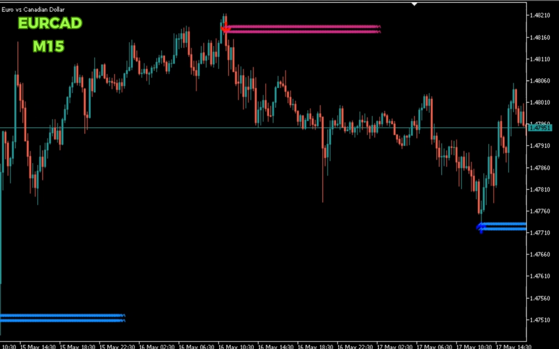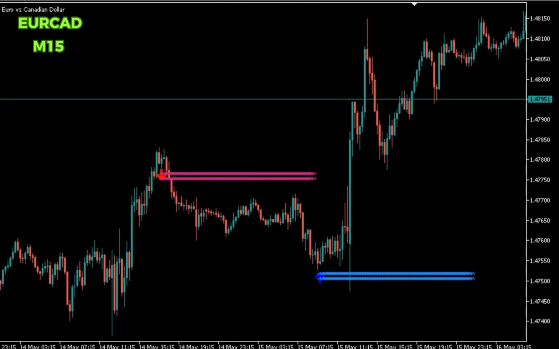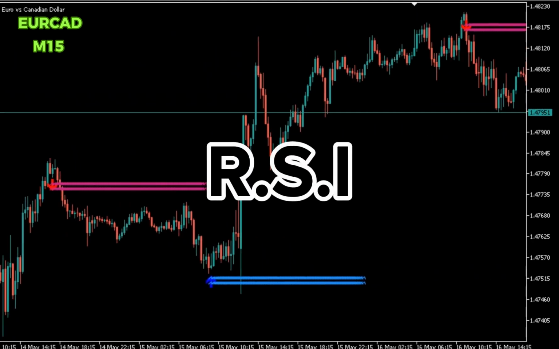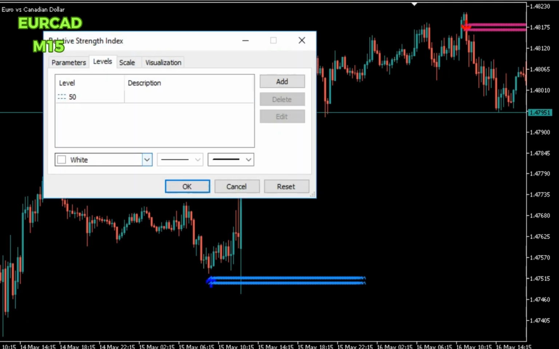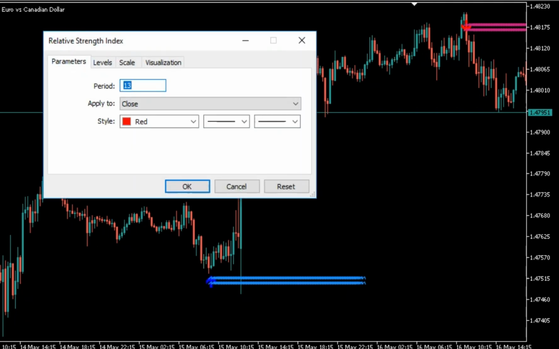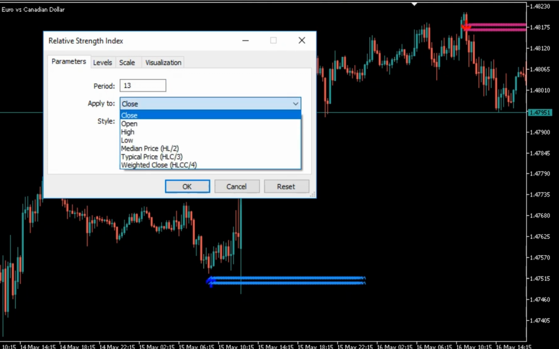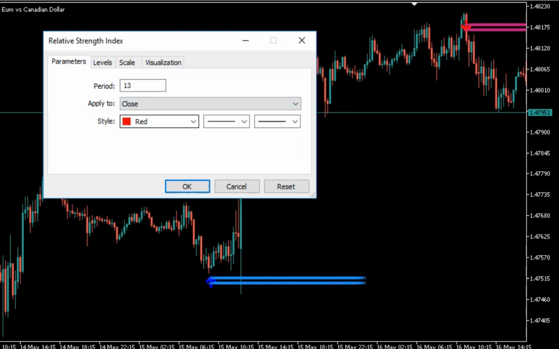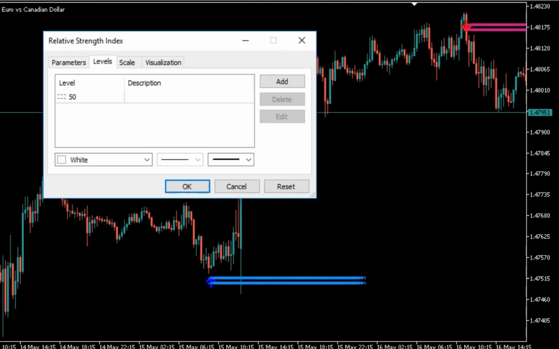So guys, the next step is to load our second indicator, which we call the relative strength index. Then we have to optimize the indicator. We go to parameters, change the period to 13, apply it to close, keep the style at red, then go to levels. We shall only add one level, which is the 50 level, which is important here. So we add the 50 level, keep the color of the signal line white, then press OK.